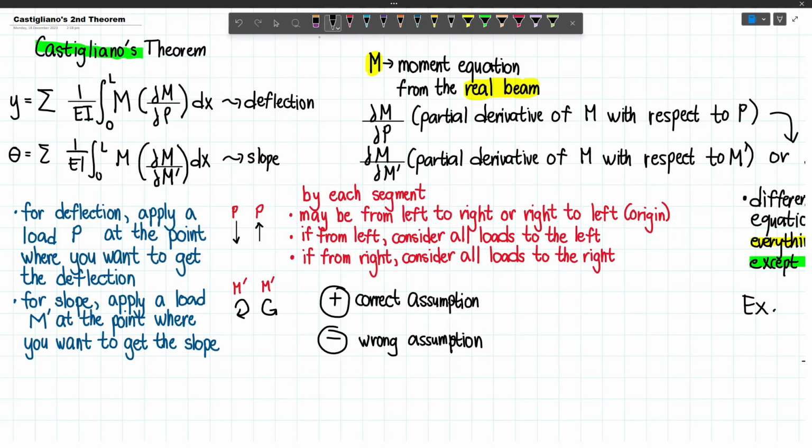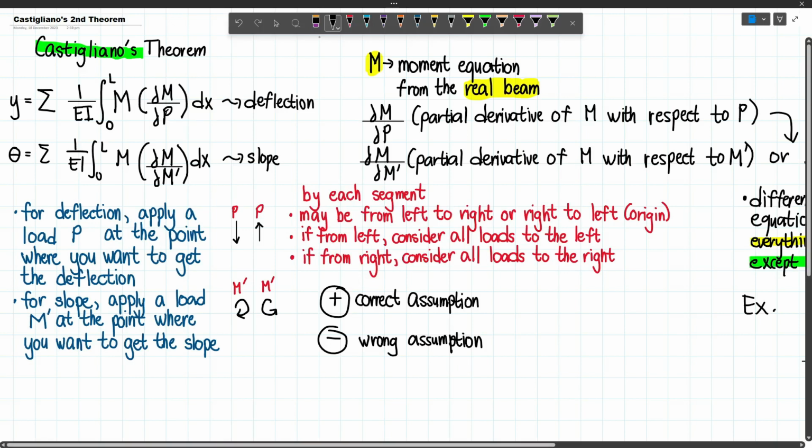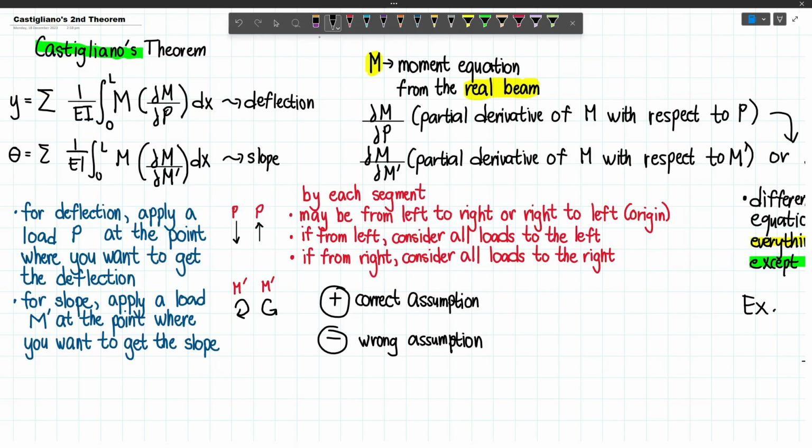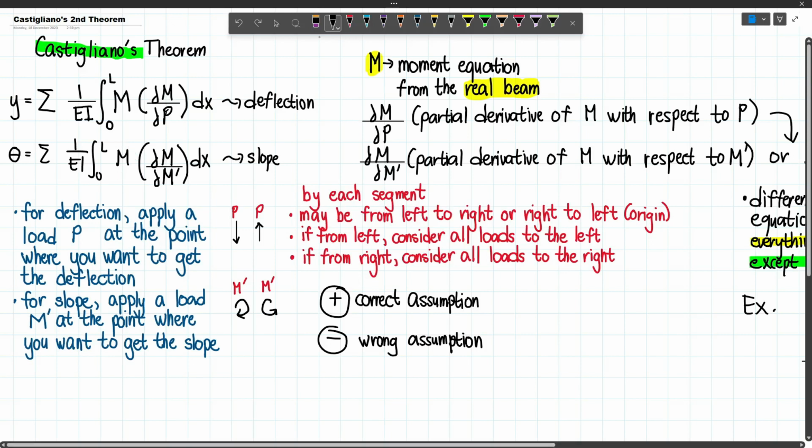We have for deflection questions, 1 over EI, integral from 0 to L, and then M, which is just the same doon sa virtual work na moment equation by each segment, multiplied by the partial derivative of M with respect to P. And then for slope questions, we have 1 over EI, integral from 0 to L, and then M times the partial derivative of M with respect to M prime.